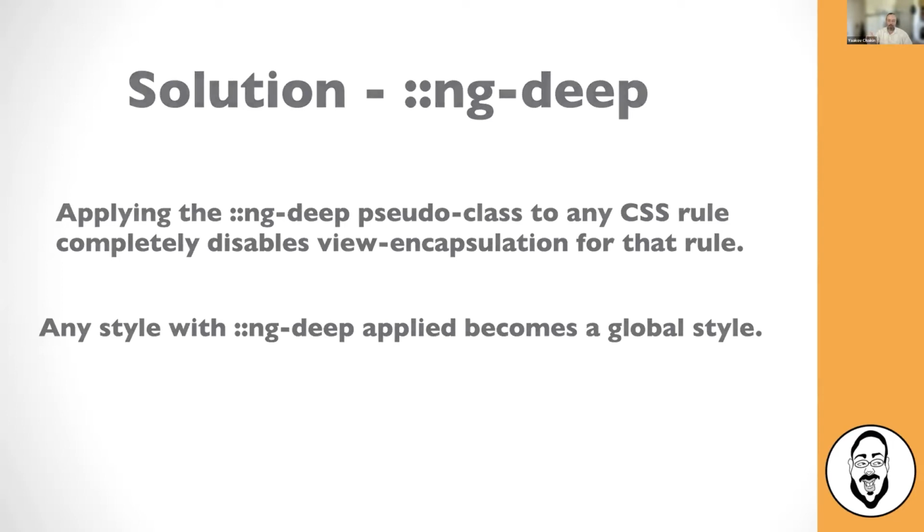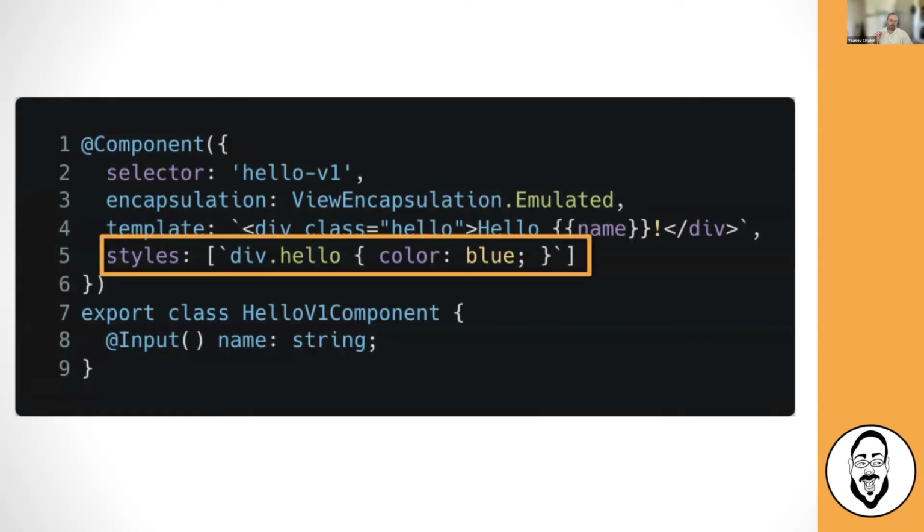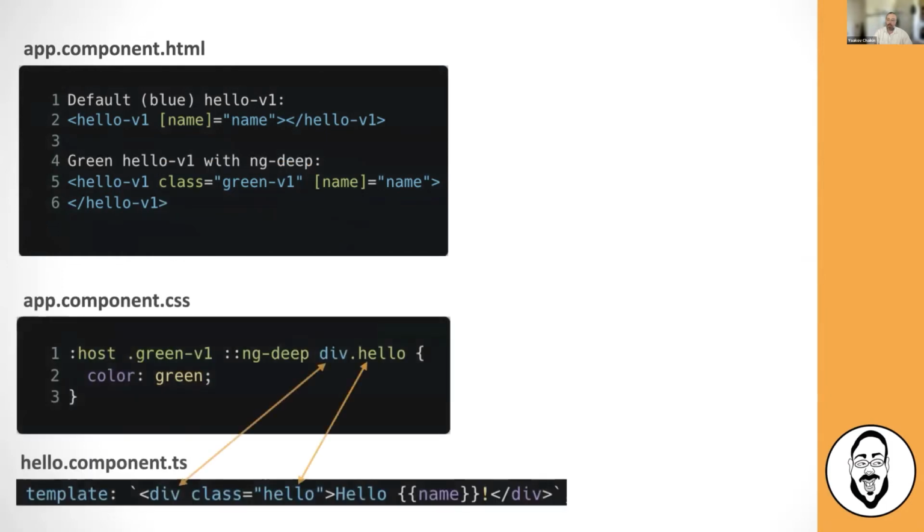Just to show what that means, here we have a component. It's a hello component, and you can see in the styles it's basically the same code. We defined that hello with the color blue. Now what we'd like to do is use the default blue for the top hello component usage in our app component HTML. Below we have the same component again, but we'd like to make the Angular part green. The way we do that is we use ngDeep. We specify host, we'll explain in a second why, specify the class green, and you see the ngDeep, and we reach our hand inside of the component and override the div.hello to be green.